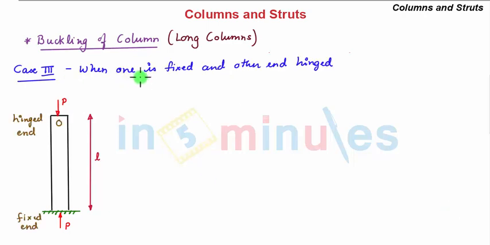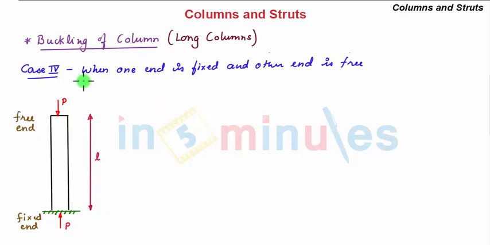And for the third case of end condition, when one end is fixed and the other end hinged, as shown in the figure, where the bottom end is fixed and the top end is hinged, the expression for Euler's crippling load or buckling load comes out to be pi square EI upon L square by 2.